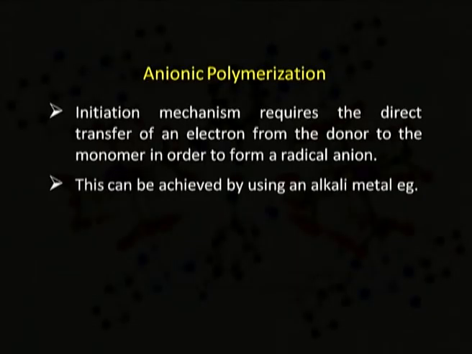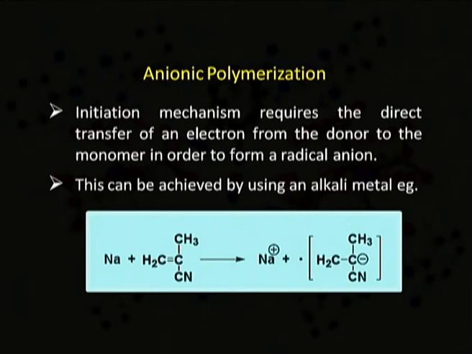Initiation mechanism requires the direct transfer of an electron from the donor to the monomer in order to form a radical anion. This can be achieved by using an alkali metal shown in this diagram. This sodium, an alkali metal, is transferring its electron to this compound, and here we are seeing the free electron, and here the charge is generating.